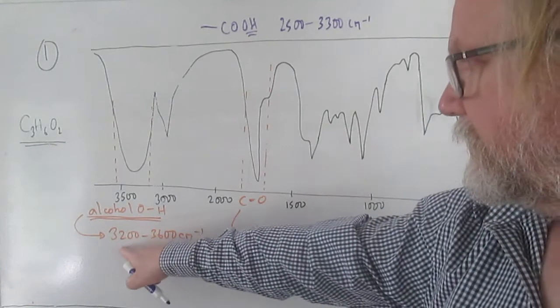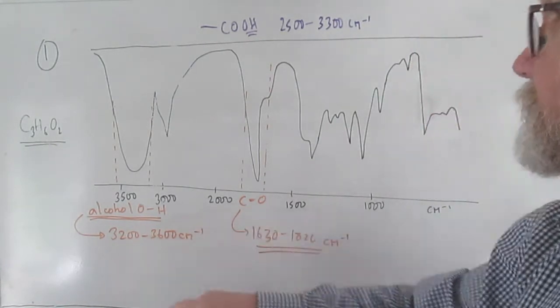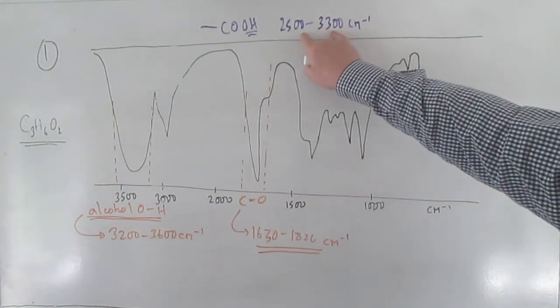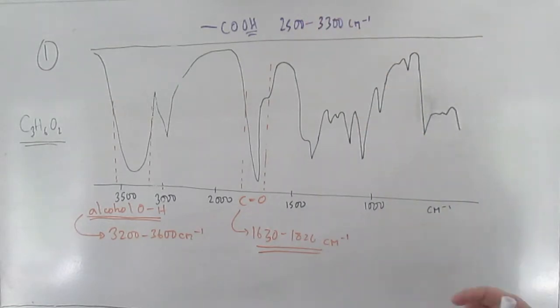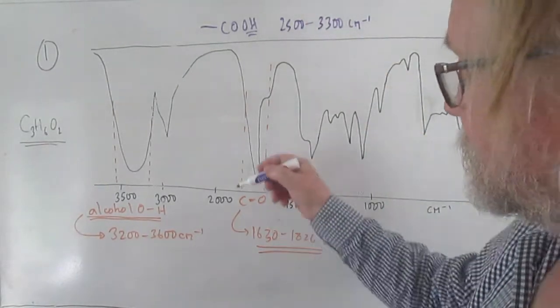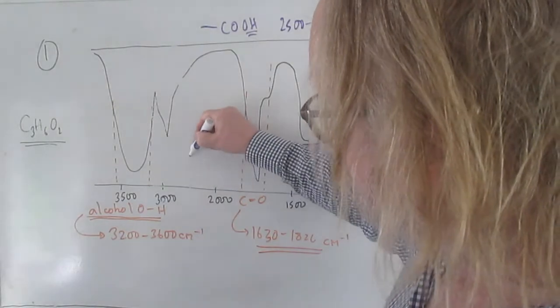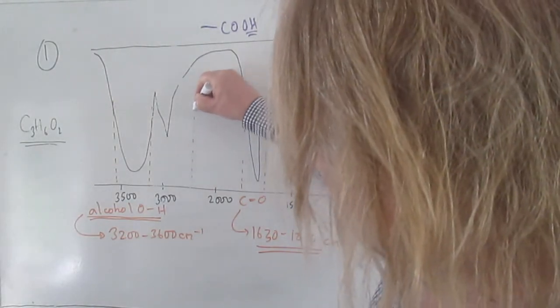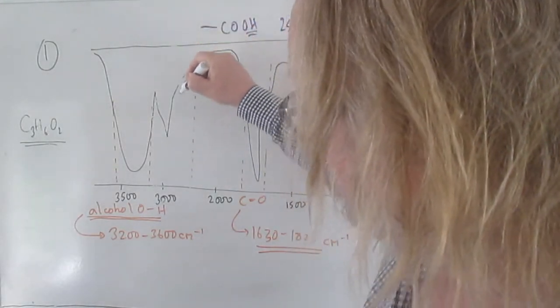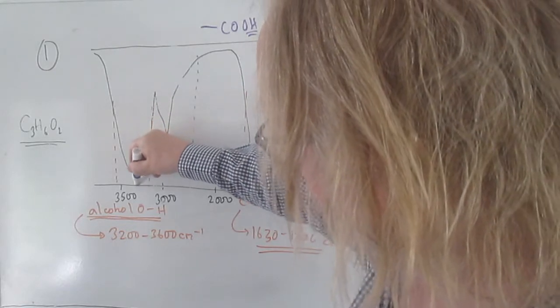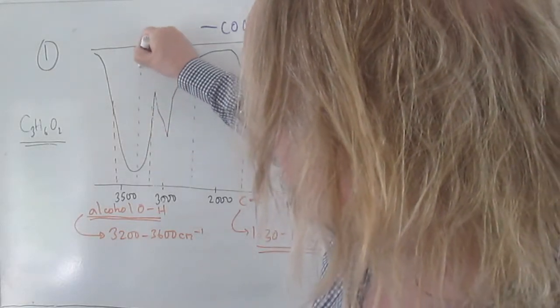Where here we're talking about a width of about 400 wave numbers, here we're talking double that, so it's a much broader peak. And that means that 2500 is here, and you shouldn't have reached the bottom of the peak there. 3300 is sort of here, and again you shouldn't have reached the bottom of the peak there.